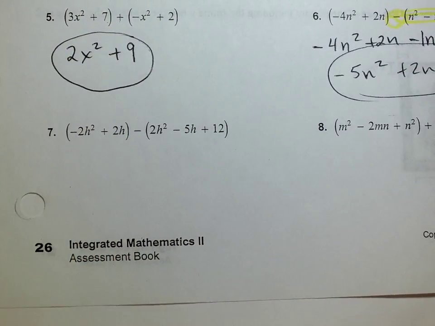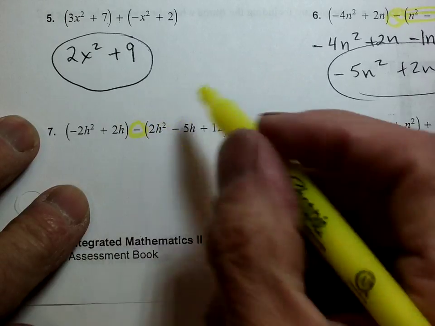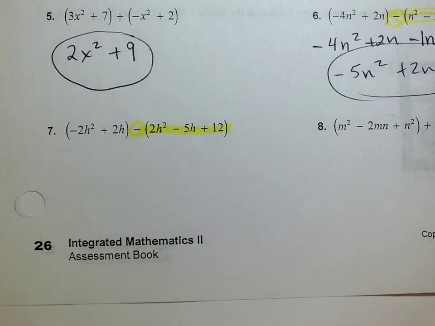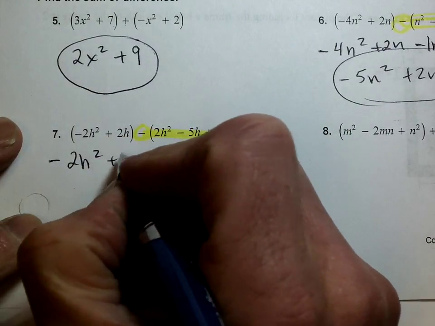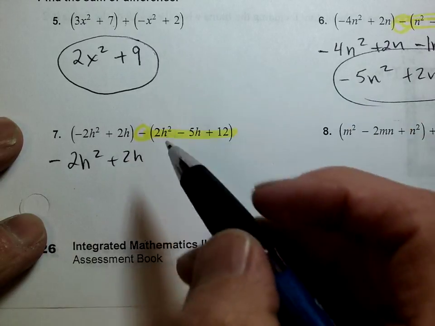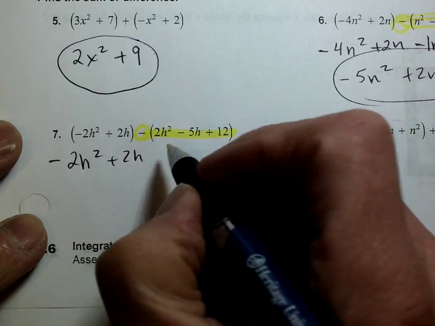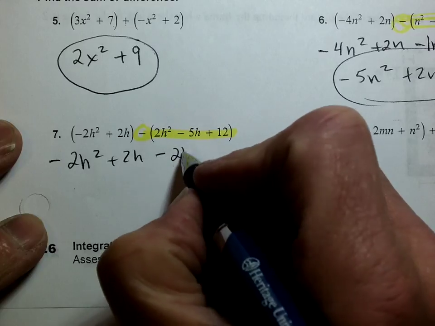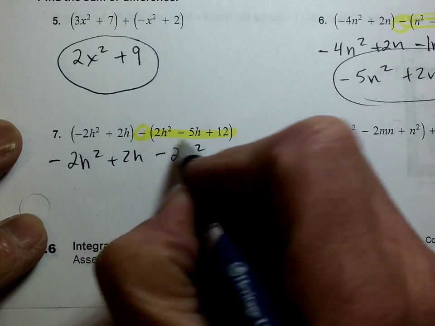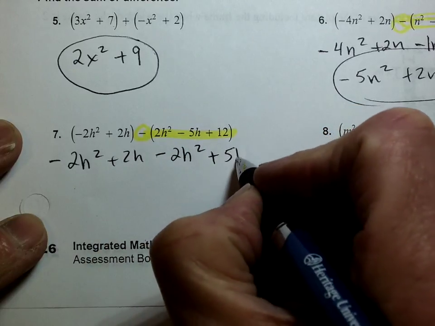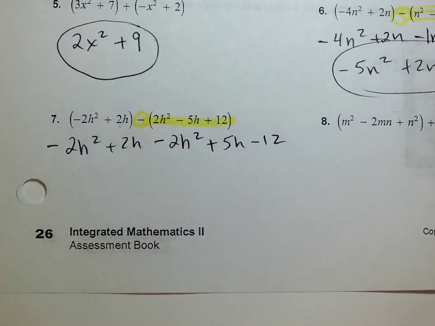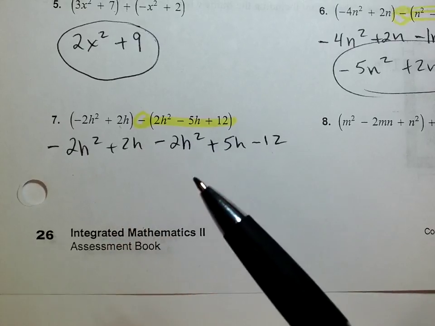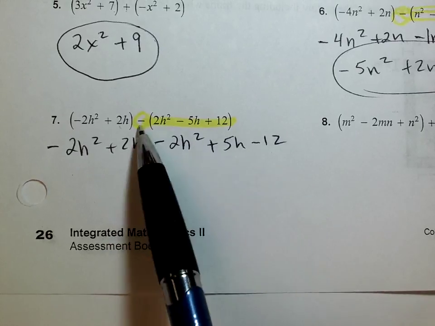All right, number 7. I'm going to do the same thing. I see the negative. I'm going to bring the negative through, okay? That's the first thing I'm going to do. So, negative 2h squared plus 2h. And then I'm going to bring the negative through. Negative 2h squared. Cooper said positive 5h minus 12, okay? So whenever I see this subtract, I don't do very well with double negatives. So I just push the negative through, okay?